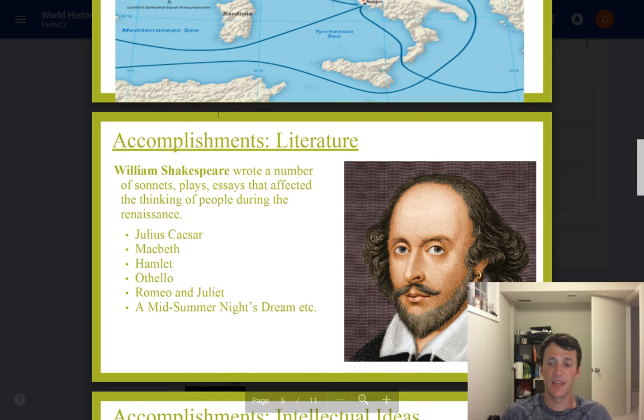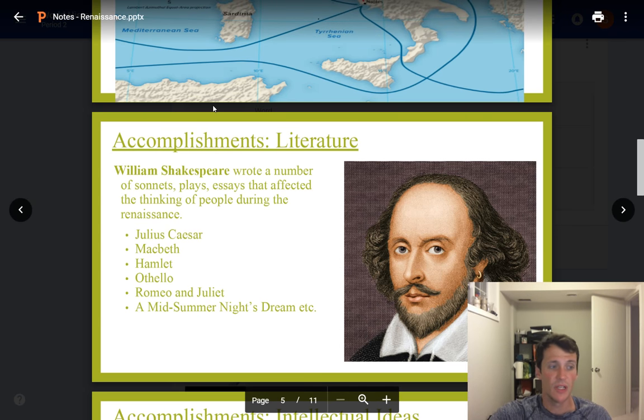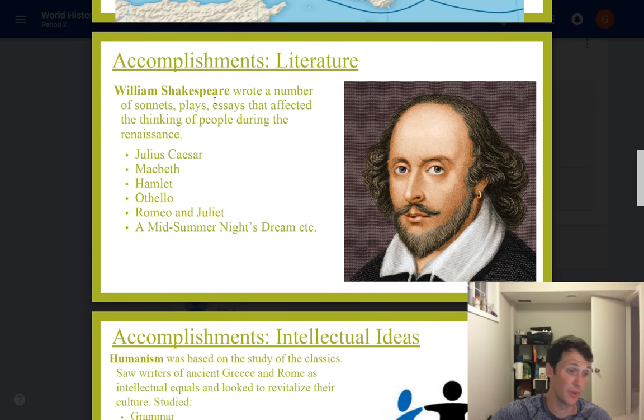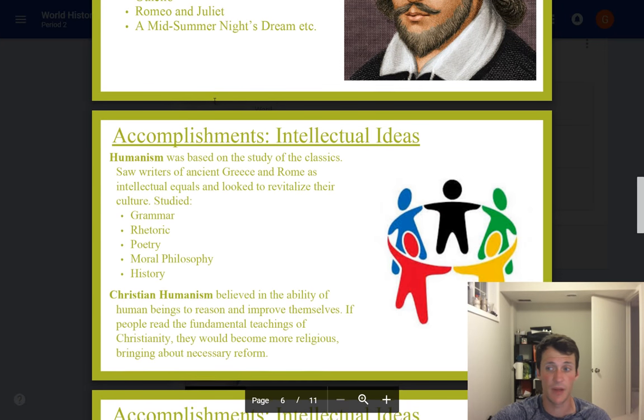So some big thinkers and big accomplishments are going to come around literature and architecture and painting and artistry and things like that, right? So we talked about Shakespeare, who is a writer. He writes a number of plays and sonnets. That's probably all you would need to know there if you're going to be asked about him.